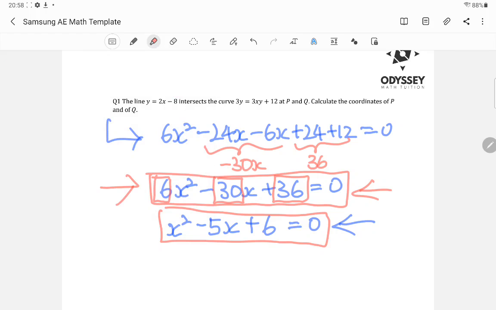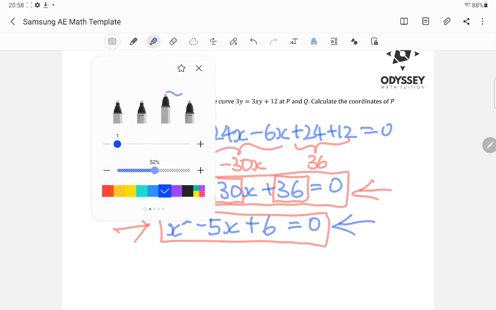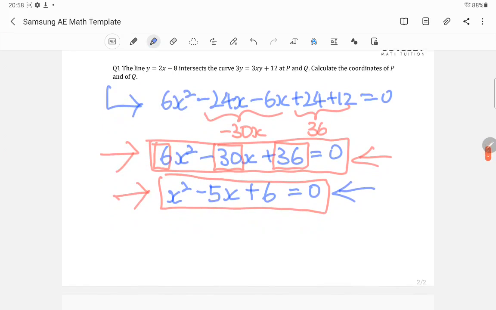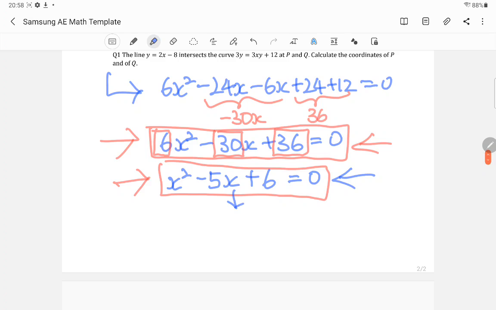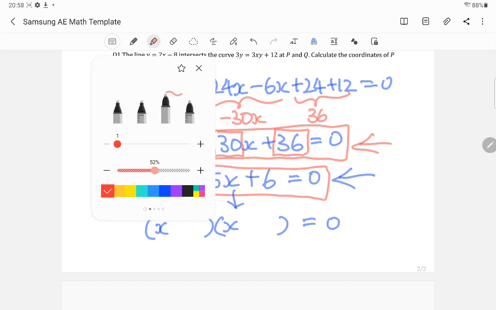Ask yourself whether you can actually make the quadratic equation even simpler, like this. Okay, so let's proceed to solve this quadratic equation over here. My way of solving this quadratic equation is I'm going to put two brackets over here, and then we know that this is x squared, correct? So x times x gives us x squared. So the next question to ask is, what should we put over here?